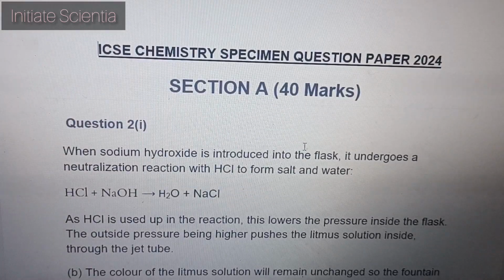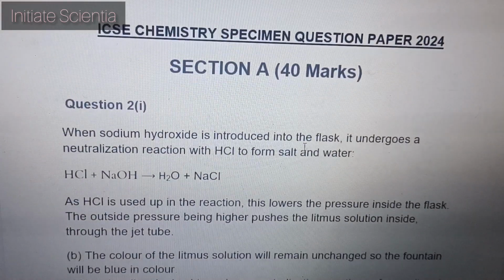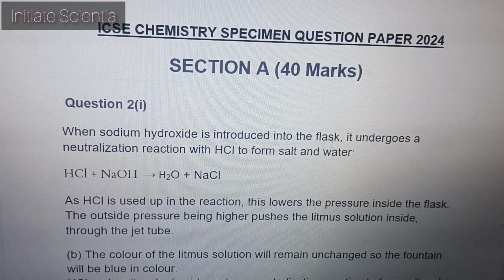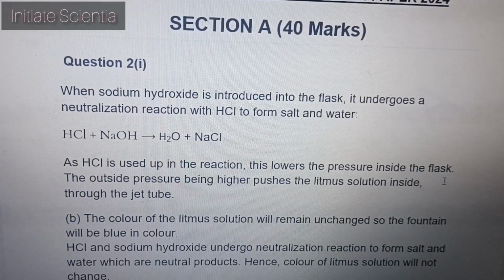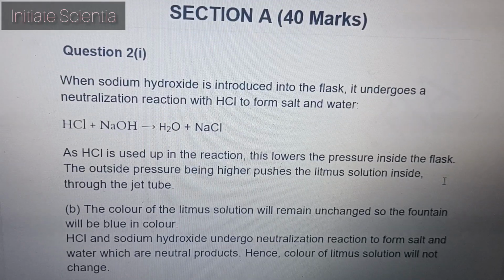When sodium hydroxide is introduced into the flask, it undergoes a neutralization reaction with HCl to form salt and water. HCl plus NaOH gives H2O plus NaCl. As HCl is used up in the reaction, this lowers the pressure inside the flask. The outside pressure being higher pushes the litmus solution inside through the jet tube.